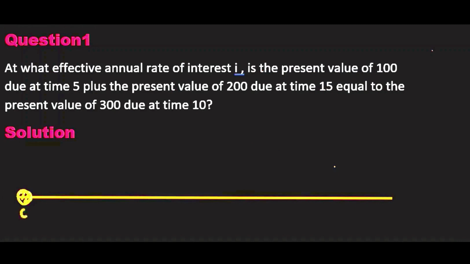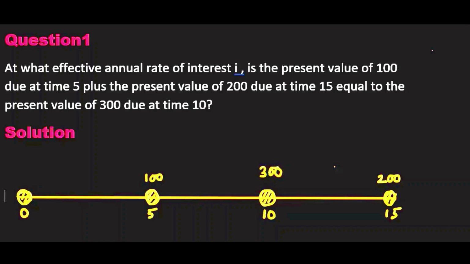This is 0. The timeline is very important here. Let me divide: this is 5, this is 10, and then this is 15. We find the present value of 100 due at time 5, plus the present value of 200 at time 15, and this should be equal to the present value of 300 due at time 10.